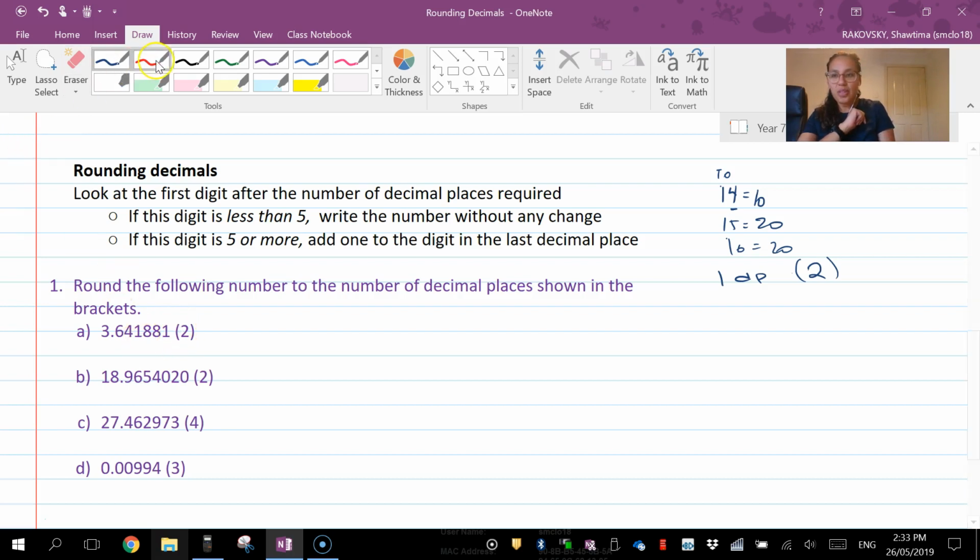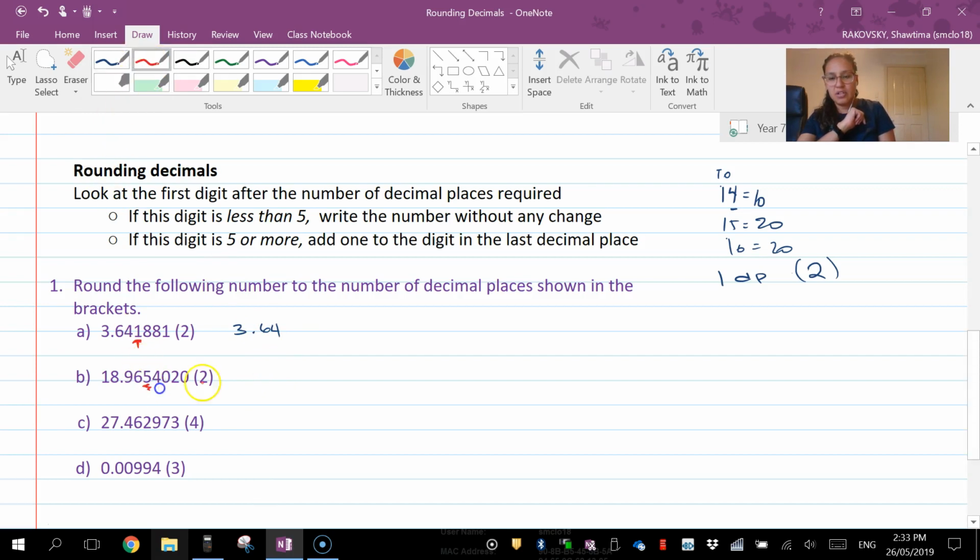All right, so I'm going to look at 2. Those are the two numbers I need to look at. This is the one that decides whether we are going to round up or it stays the same. So this is a 1. It's less than 5, so I write the number without any changes: 3.64.